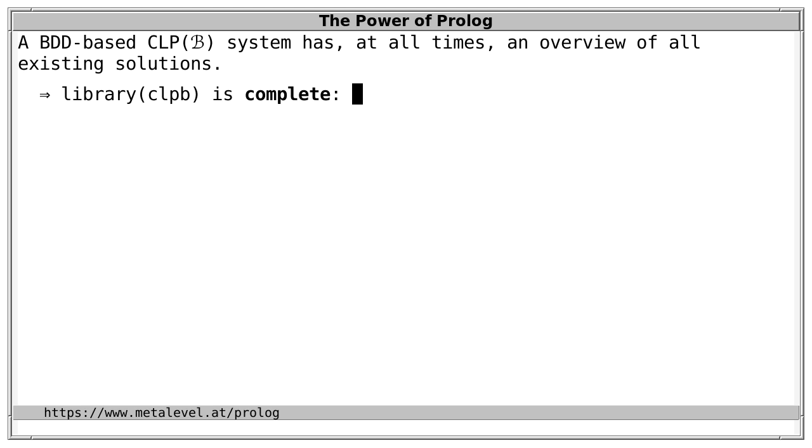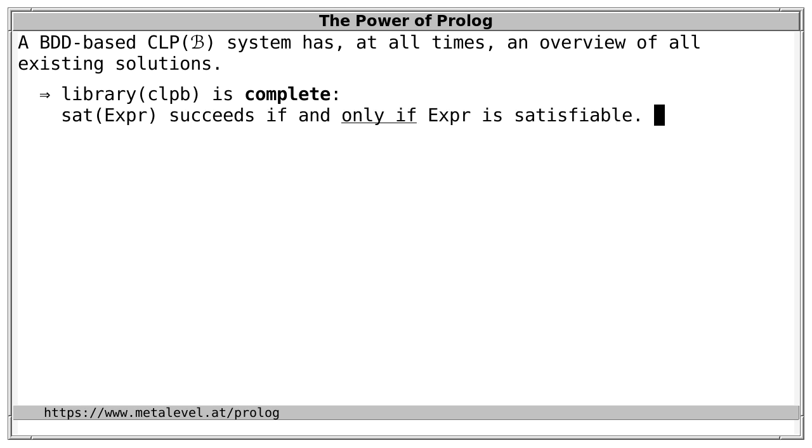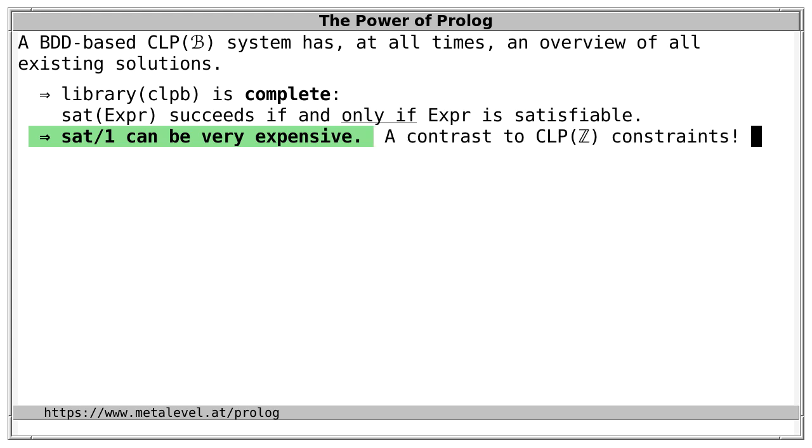Not only in the sense that it finds all solutions, which we of course take for granted, but also in the sense that it derives all consequences of posted constraints. And therefore, as we said, SAT succeeds if and only if there's a solution. The only if sets it apart from many other constraint solvers. And therefore, posting a SAT constraint can be very expensive, because determining whether a Boolean expression is satisfiable is famously NP complete.